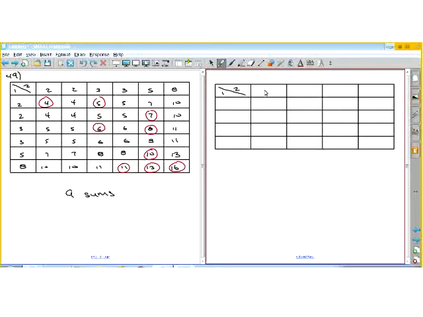So again, these are the 2 dice, and you have 2, 3, 5, 8, 2, 3, 5, and 8. So now we add these together. 2 plus 2 is 4, 3 plus 2 is 5, 2 plus 5 is 7, 8 plus 2 is 10, 5, 6, 8, 11, 7, 8, 10, 13, 10, 11, 13, 16. So those are the sums of these two.